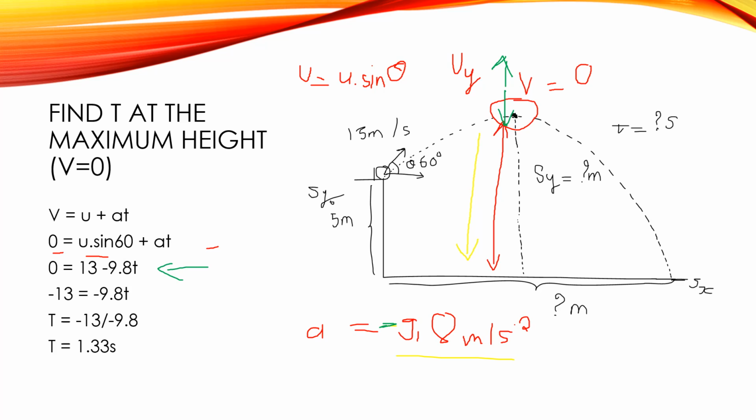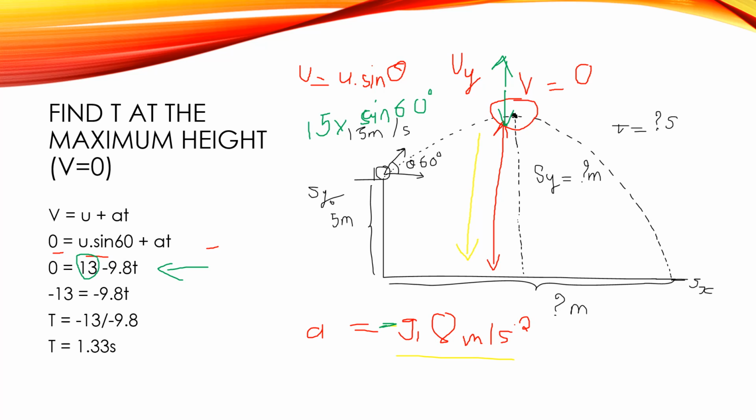Then I have 13 after I calculate uy. The initial velocity is 15, so 15 times sine 60, then I got 13.